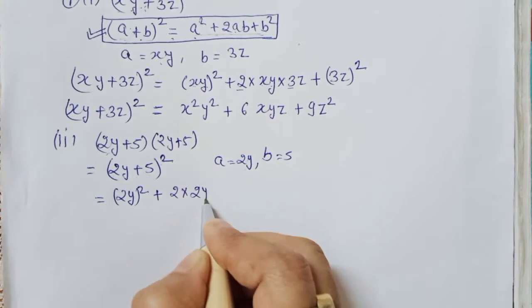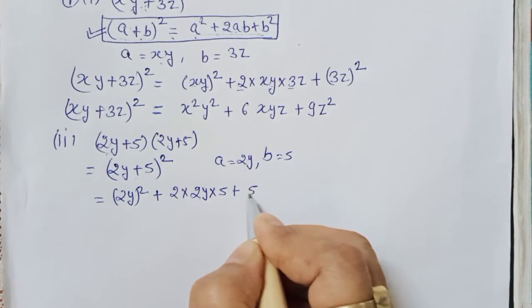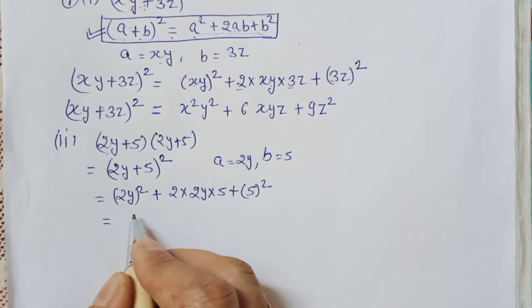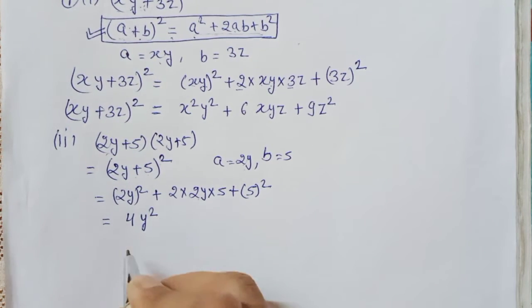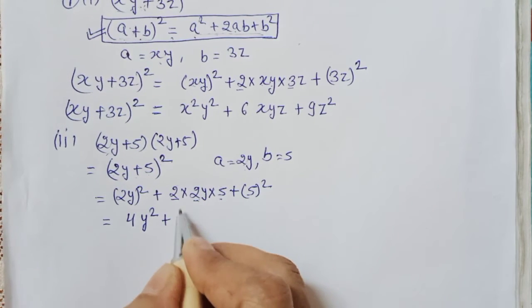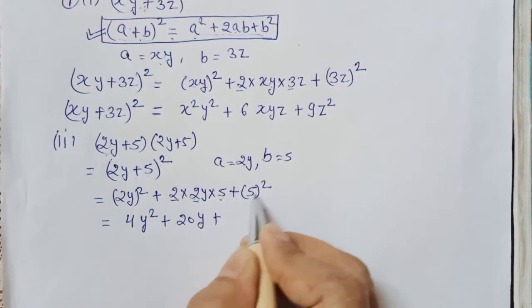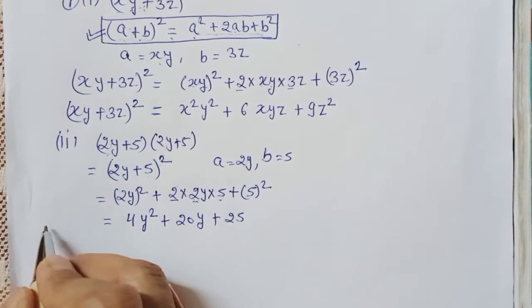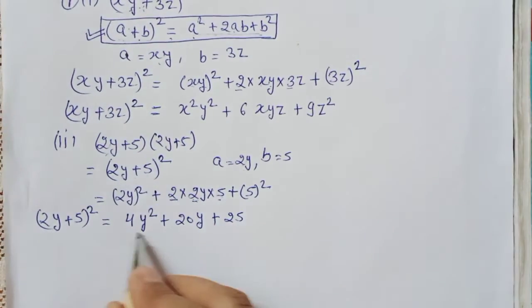2ab, where a is 2y and b is 5, plus b square means 5 square. (2y) square will be written as 2y multiplied by 2y. 2 times 2 is 4 and y into y will become y square. Then 2, 2 and 5: we have to multiply these numbers first. 2 times 2 is 4, 4 times 5 is 20, and y, and 5 square. 5 square means 5 multiplied by 5, which is 25. So this is our answer. We can expand this like this.